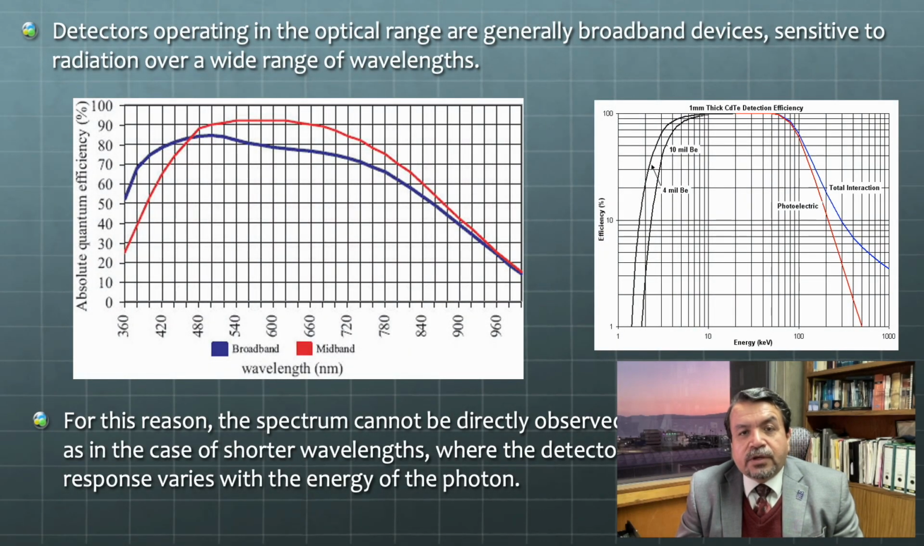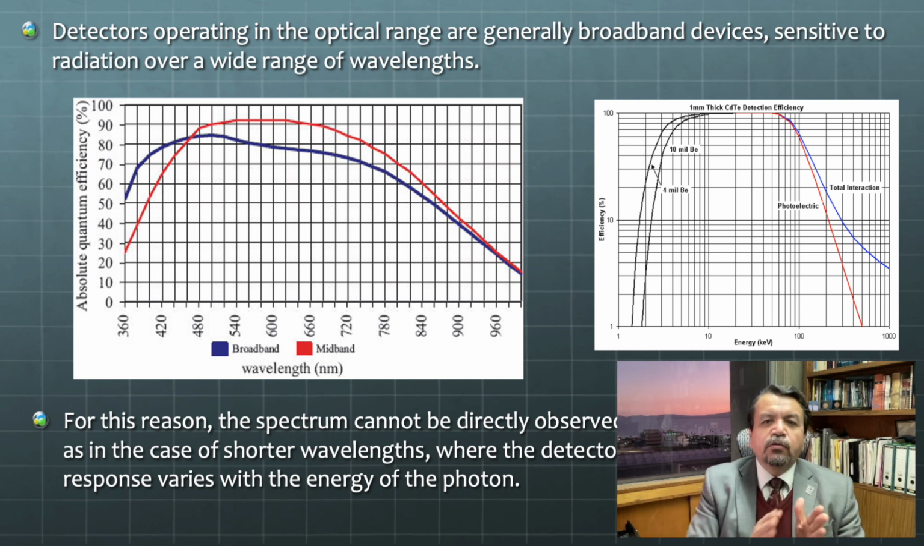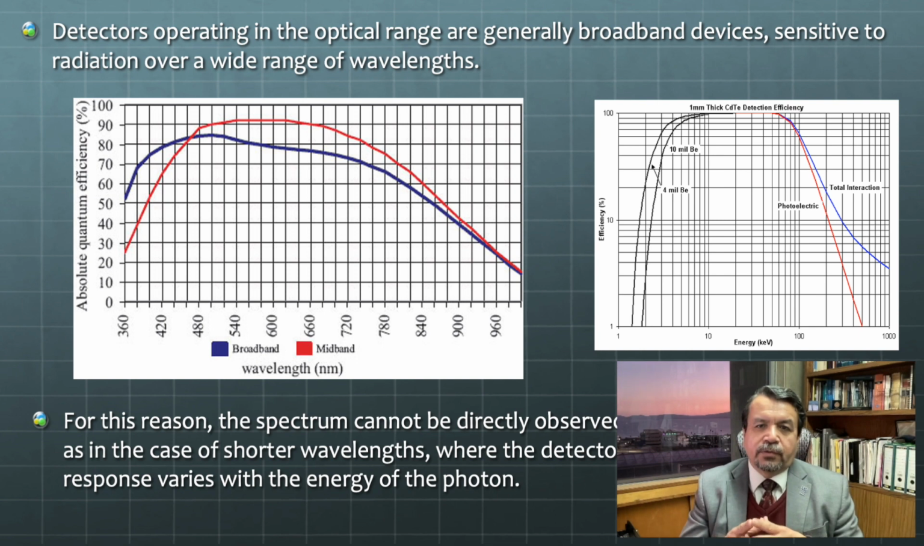When we discuss the measurements, we will use detectors. Detectors operating in the optical range are generally broadband devices, which means they do not recognize the colors themselves, but rather detect a wide range of wavelengths within the optical spectrum. It is an extremely wide range of wavelengths.